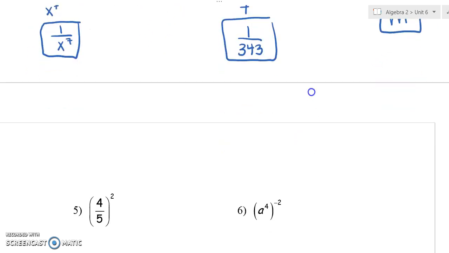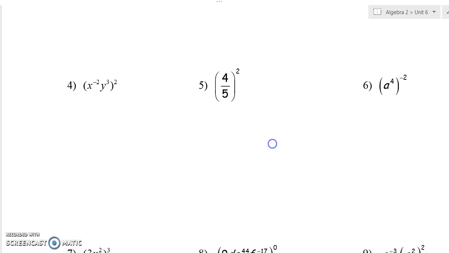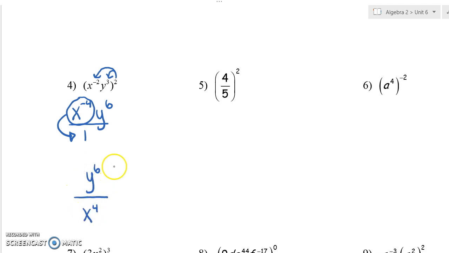All right, let's look at 4, 5, and 6. In 4, we have two exponents inside the parentheses, negative 2 and 3. We have 2 on the outside, so we are going to go ahead and multiply these out. So we get x to the negative 4 and y to the 6th. And since x to the negative 4 is negative, we are going to move that down, but the y to the 6th will stay because that's positive. It doesn't have to move. And x to the 4th will drop down. So only the negative exponents move, not everything. And that would be our final answer.